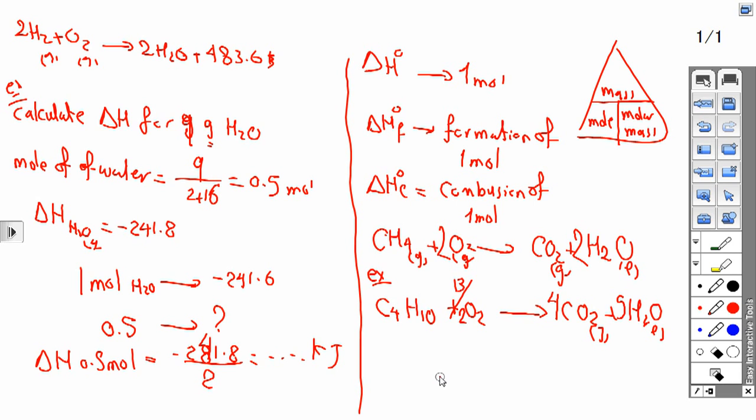Okay? Enthalpy of formation, if the substance is formed from its elements. For example, enthalpy of formation of SO2: S plus O2 produce SO2. Enthalpy of formation of CO2: C plus O2 produce CO2. This is called the enthalpy of formation. Enthalpy of combustion, when the substance is burned to produce carbon dioxide and water vapor in case of organic compounds.